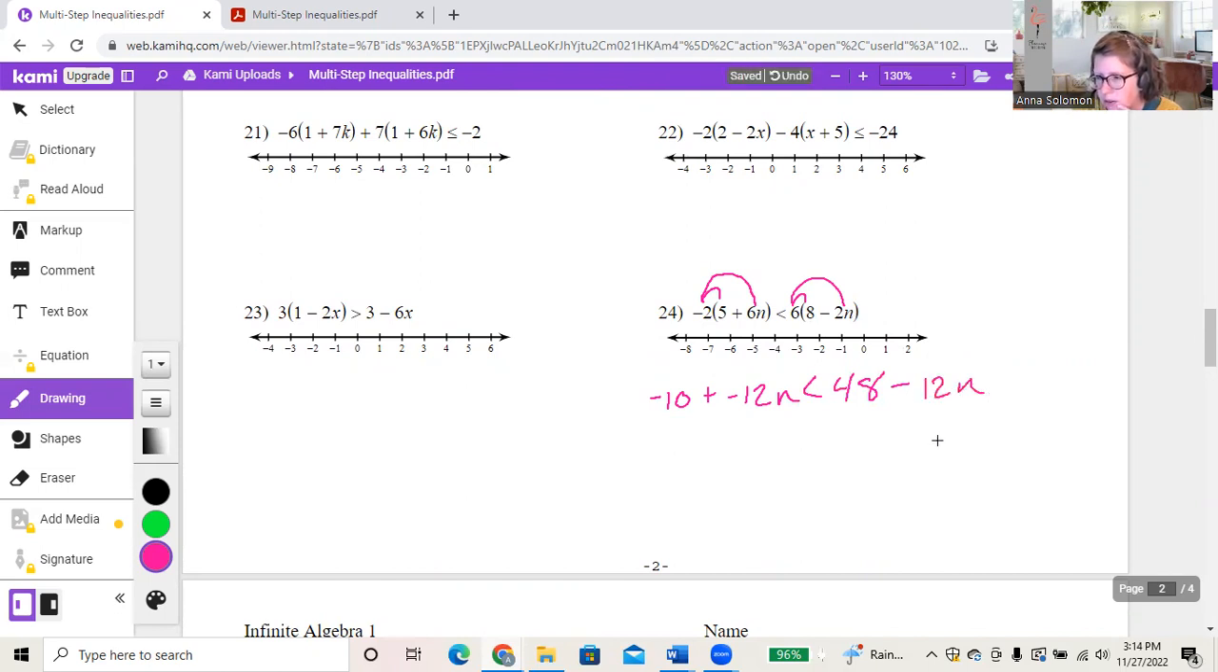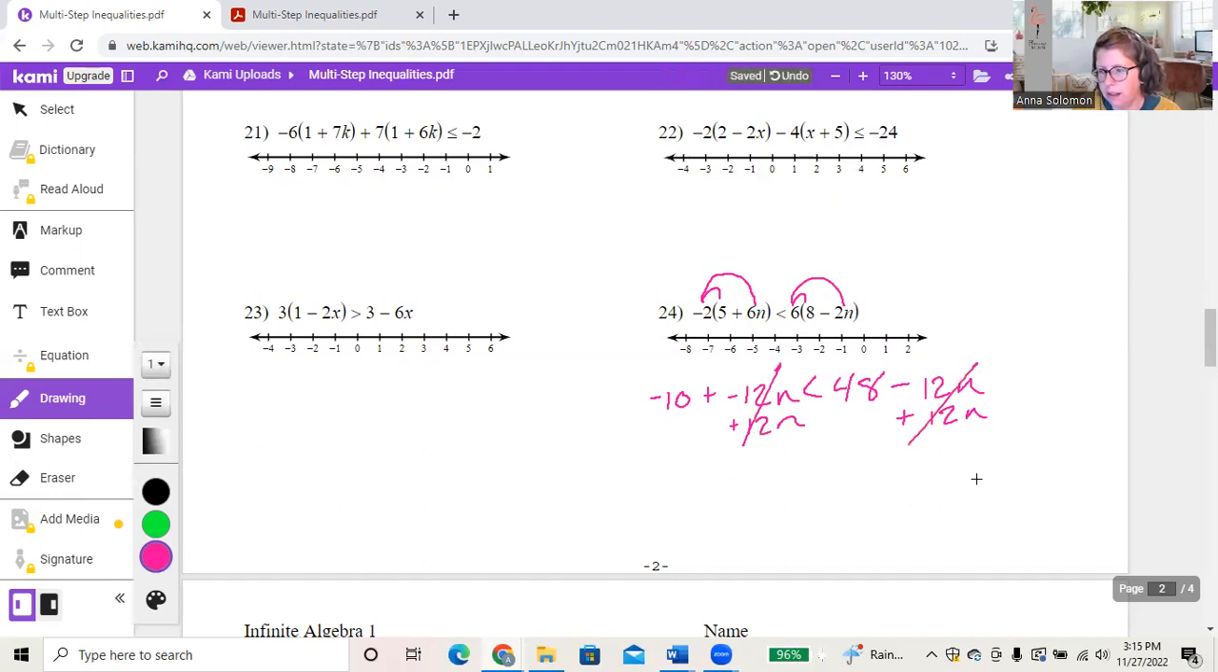All right. Ooh, that's interesting. Look what's going to happen. If I want to move my n over to the left side, I can add 12n, and what's going to happen? -12 plus +12, that's 0. So it just cancels out. It's gone. The n's are just completely gone.